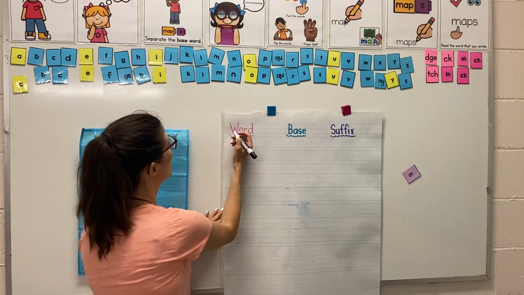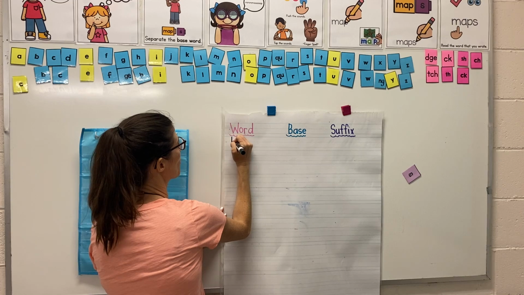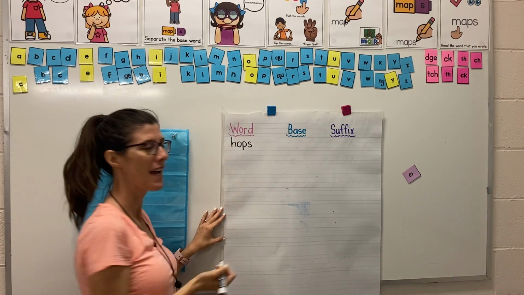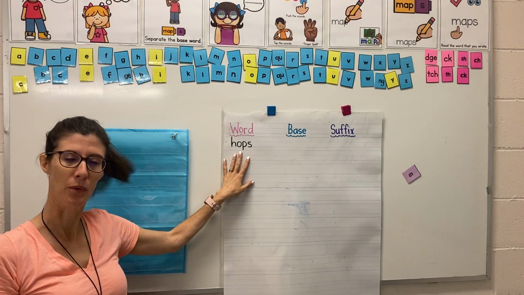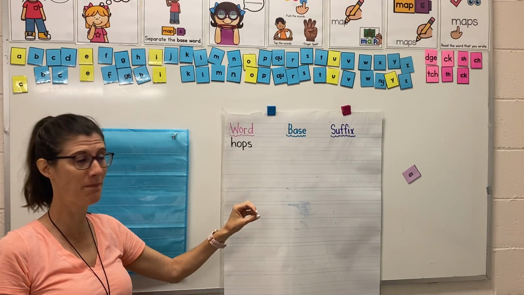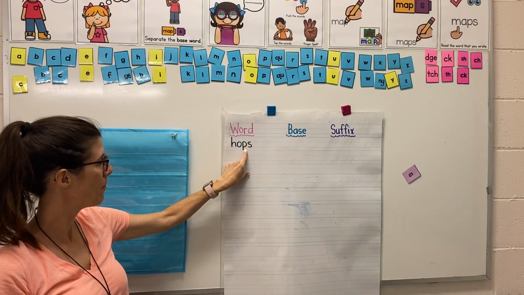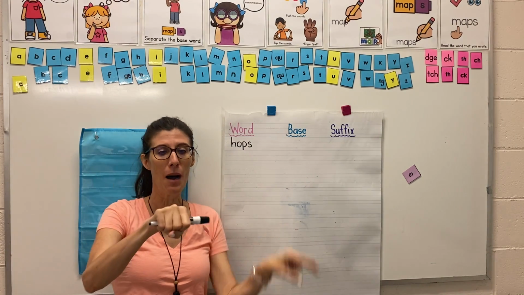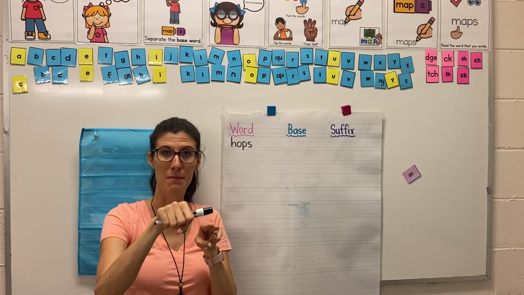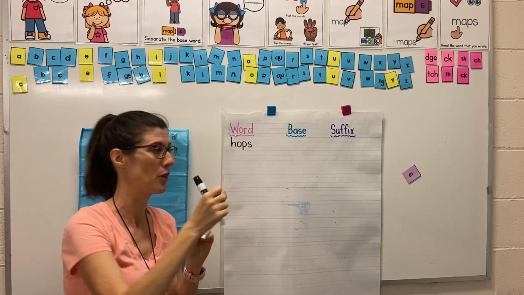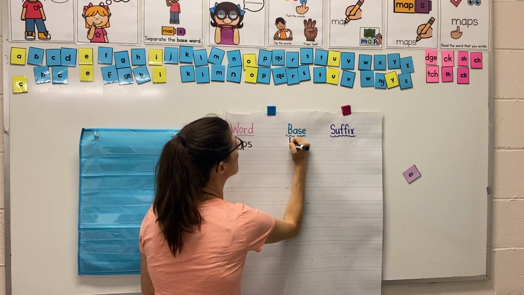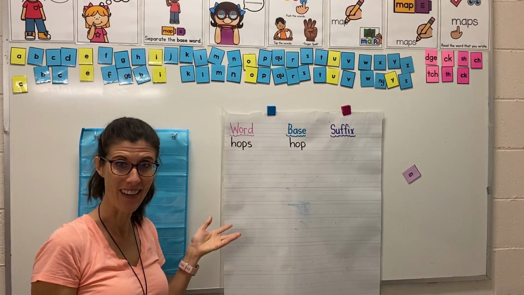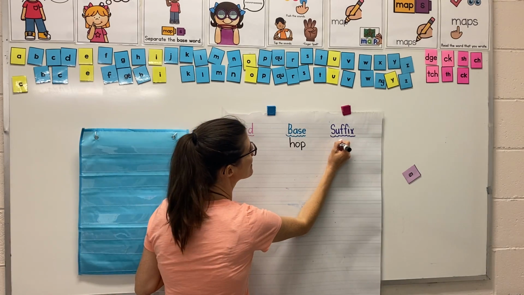Okay, so hops. And as the teacher, I'm going to write the word hops. And then I'm going to ask my students, what's the base word in the word hops? And hopefully they'll say hop. And you'll remind them, because the language can be confusing, hop is where most of my meaning is, so it's my main word. So I'm going to write hop is my base, and then what is the suffix? Well, the suffix is s.